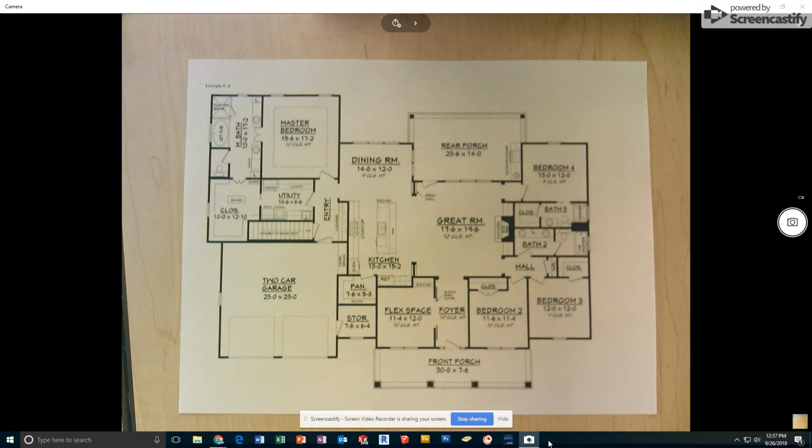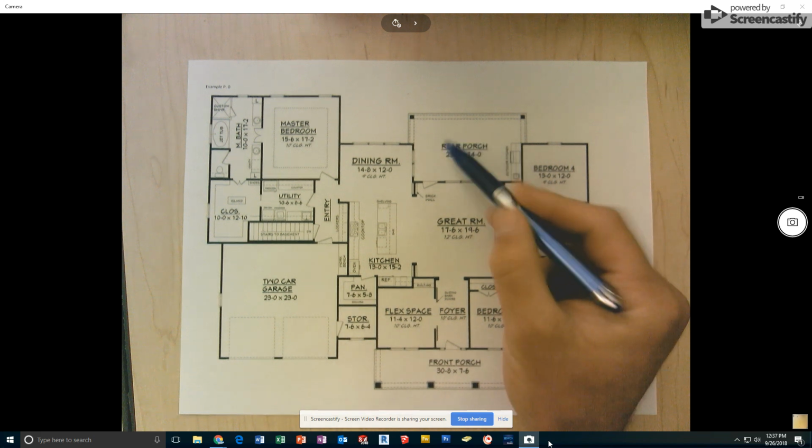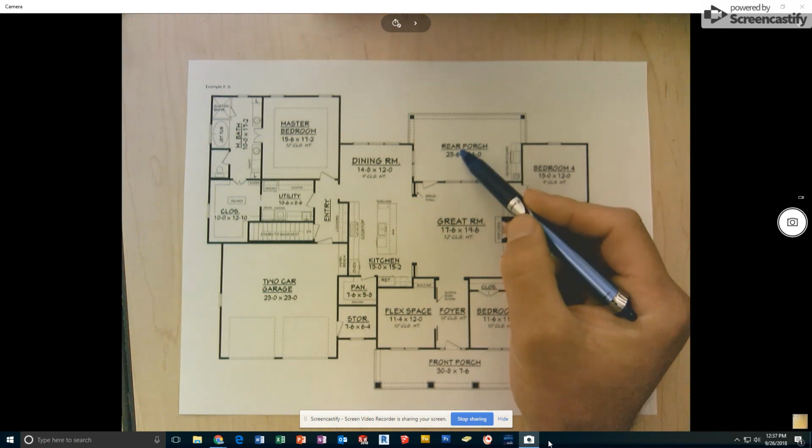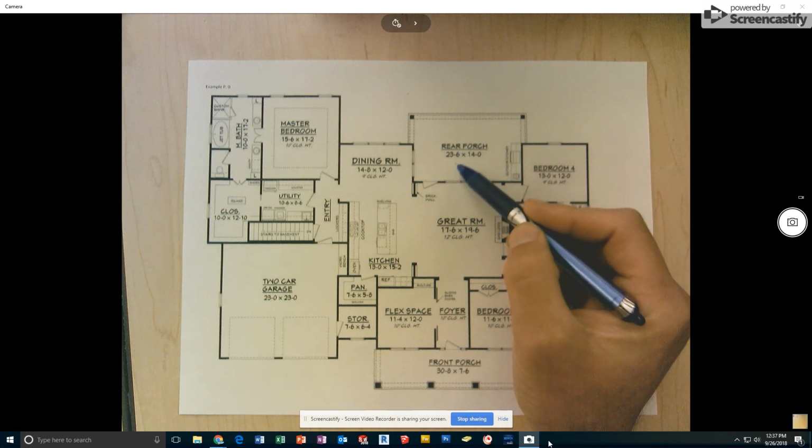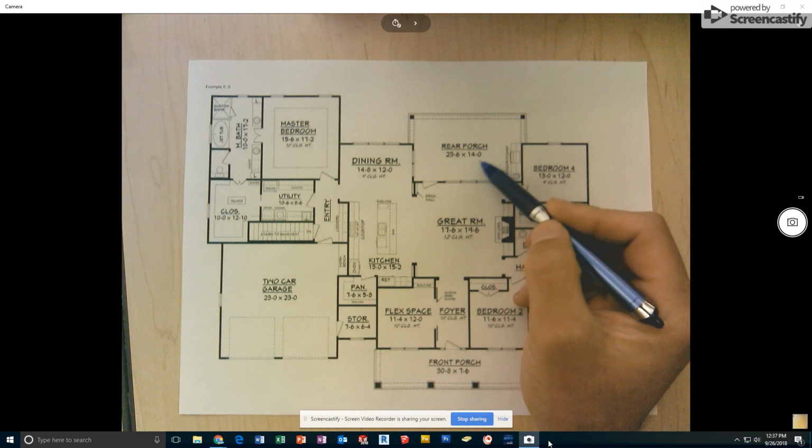Now that I have my printed floor plan, I'm going to start to add information that is missing or clarify information that is already here but isn't in a great format. The first thing I'm going to do is find something that is rectangular. In my case, this rear porch is a perfect example. When I look at the measurements, it is 23.6 by 14 feet.